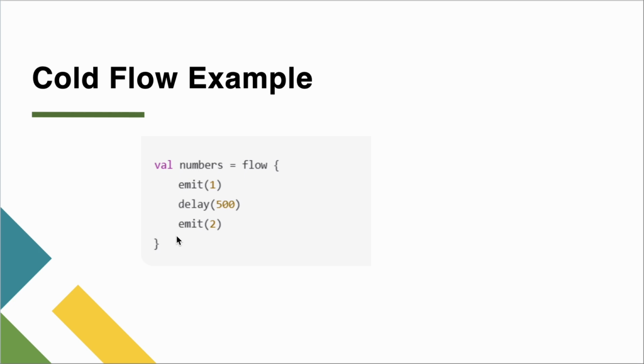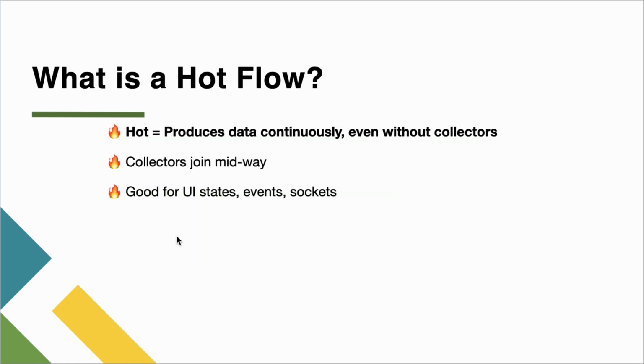But if collector B starts after a few seconds or a few minutes, for example, then it may not be able to see the already emitted data, because the hot flow will not stop for someone to wait, someone to collect. It will keep on emitting the data continuously even if there is no collector. That is what the hot flow is all about.